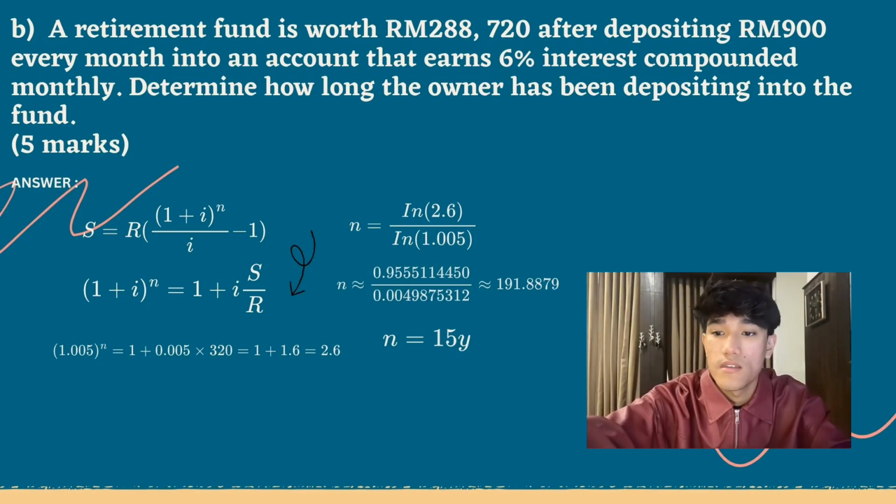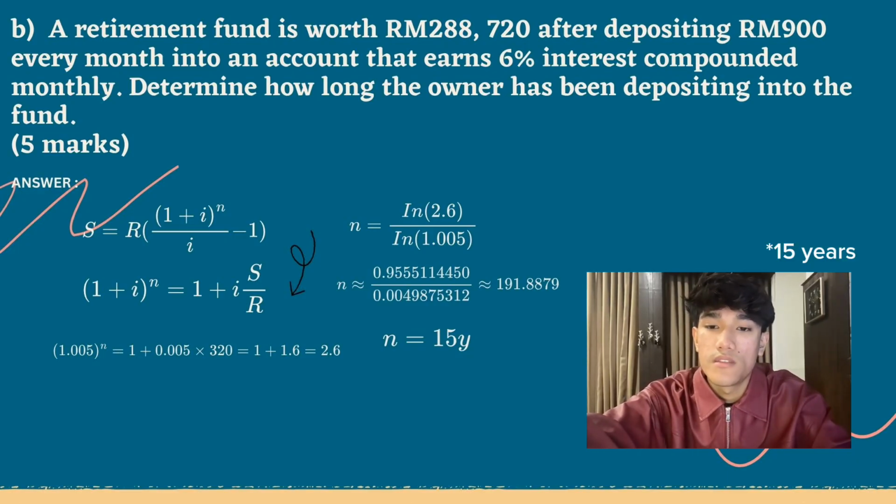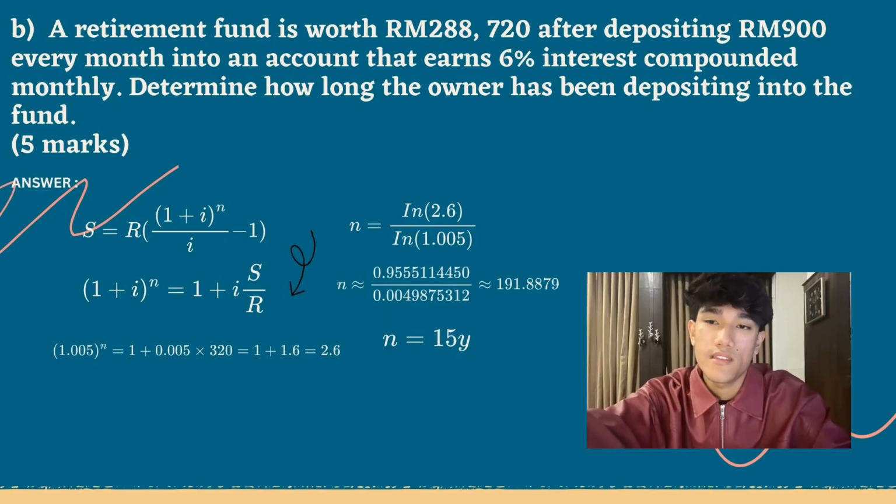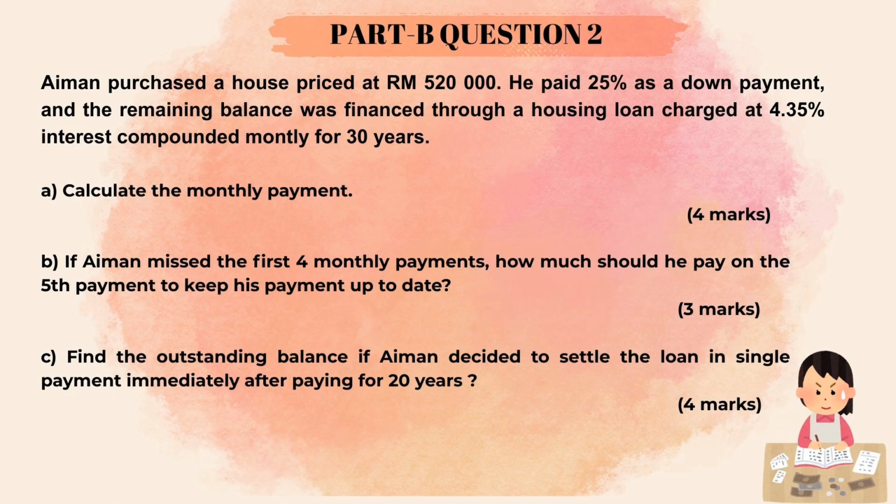In conclusion, Yasmin will have about 13,480 ringgit in her savings, and the owner of the retirement fund has been depositing for around 60 years. That's all for my presentation. Thank you for listening. Next, I will present the last question of Part B.